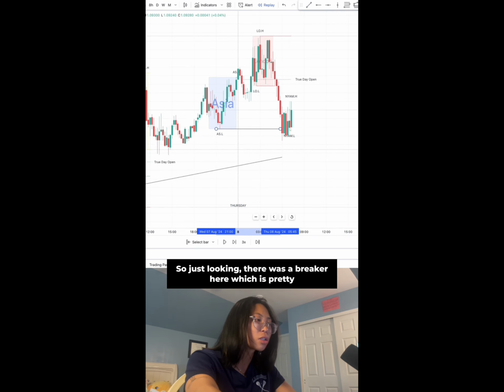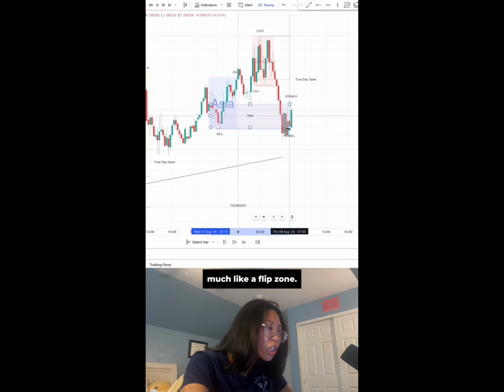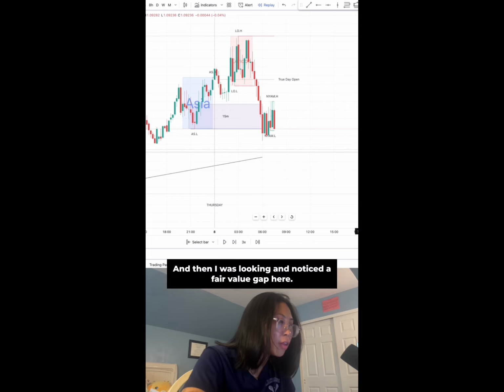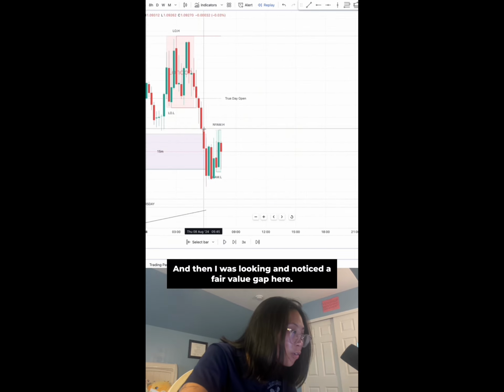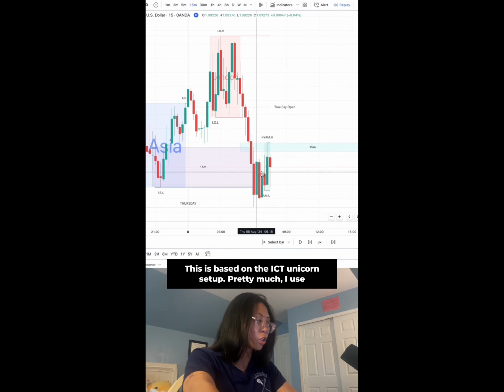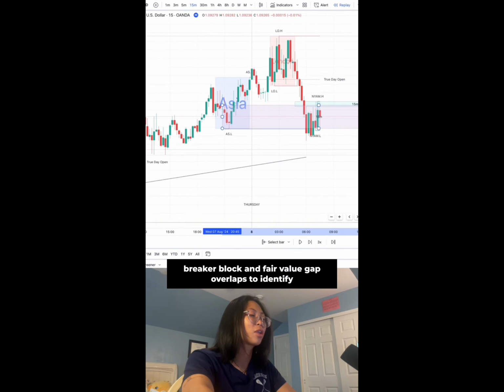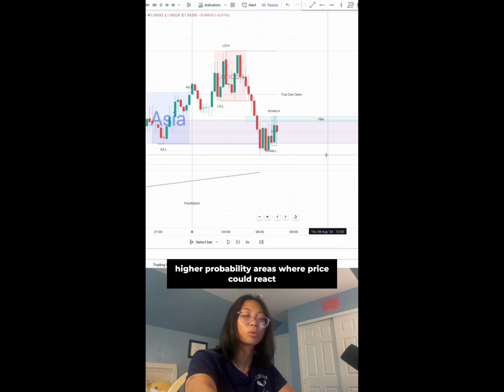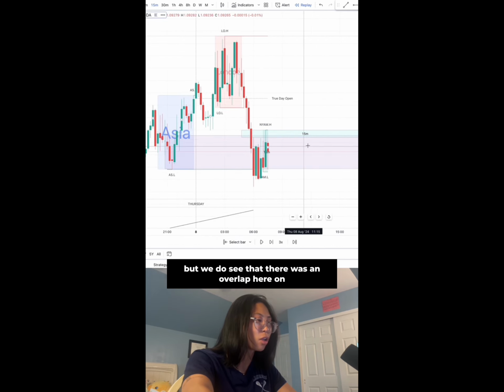So just looking, there was a breaker here and pretty much like a flip zone. And then I noticed a fair value gap here. So this is based on the ICT unicorn. Pretty much use breaker block and fair value gap overlaps to identify higher probability areas where price could react. But we do see that there was an overlap here on the 15 minutes.